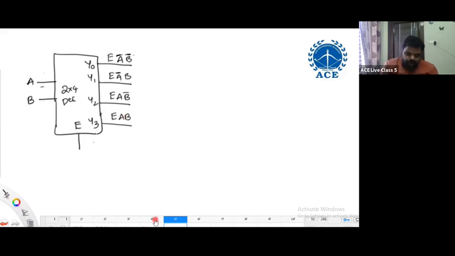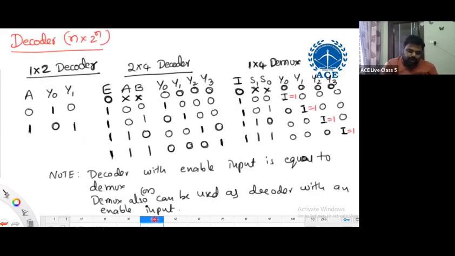What do you mean by logic 1 output decoder? If you are observing in the decoder, whenever it is enabled, depending on the respective input combination, the respective output line is 1, remaining are zeros. Try to understand correctly. When E equals 1, enabled, depending on AB, the respective output line is 1. That is called logic 1 output decoder.